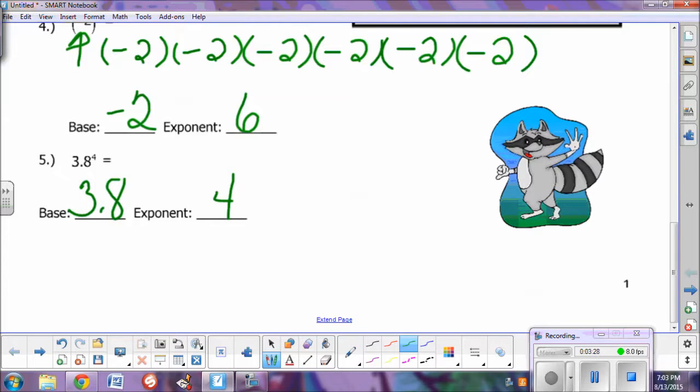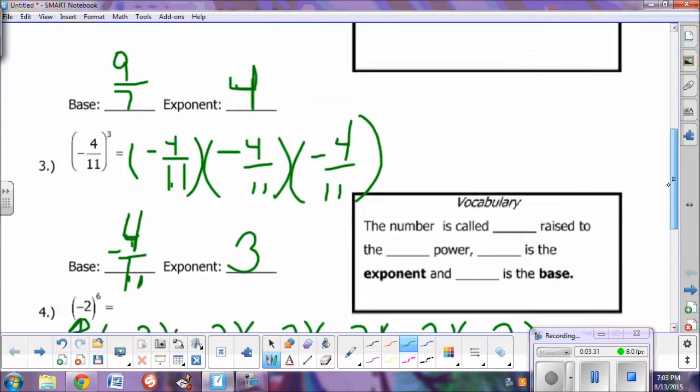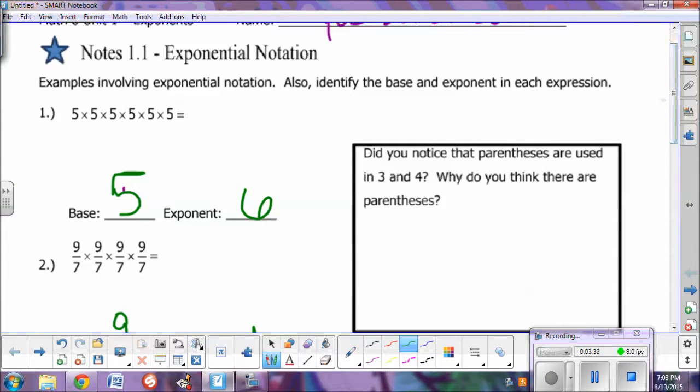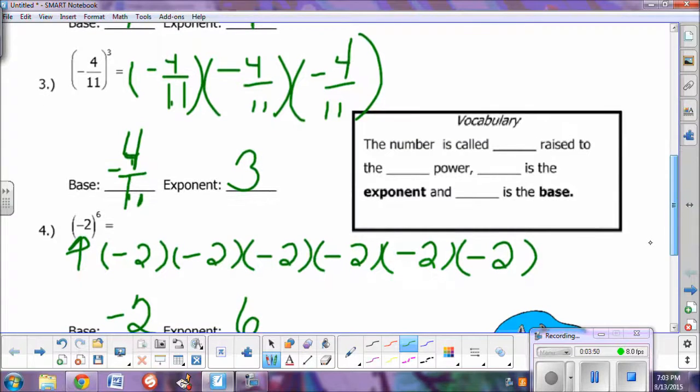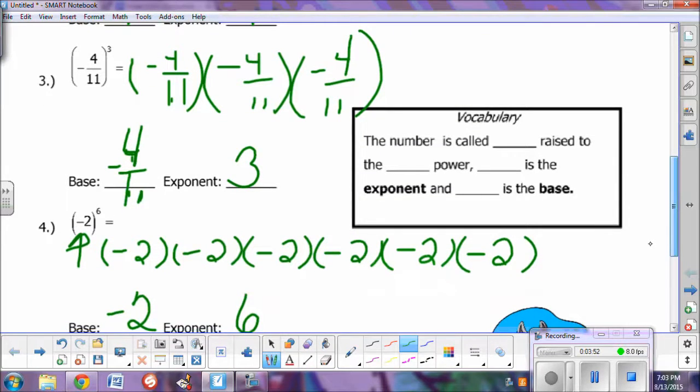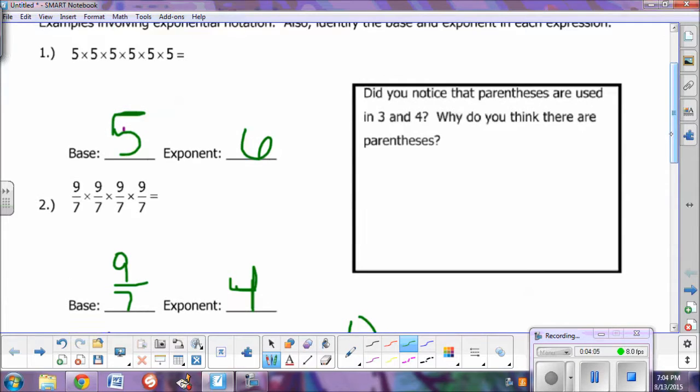So when I go up over to the side here to look at some of our summary, it says, did you notice that parentheses are used in 3 and 4? Why do you think there are parentheses? The difference in 3 and 4 is we need those parentheses because notice in 3 and 4 we have negative numbers. So we need to make sure that we're not just raising 4/11 3 times. It's -4/11. We have to sort of tuck that negative in and make sure that that gets multiplied too.